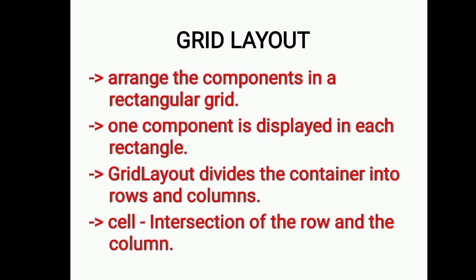Next we will see grid layout. The grid layout divides the container into rows and columns. So I already explained container. It is an applet container or a frame container. Container is also a component in the AWT hierarchy. So here the grid layout divides the container into rows and columns. The intersection of these rows and columns is called a cell. Each cell in the container contains only one component.